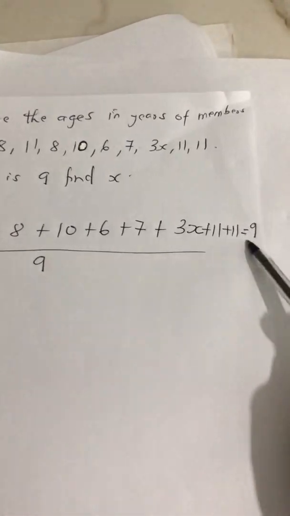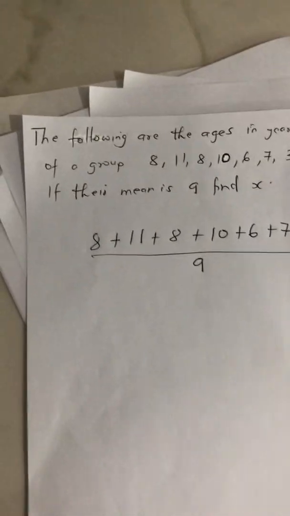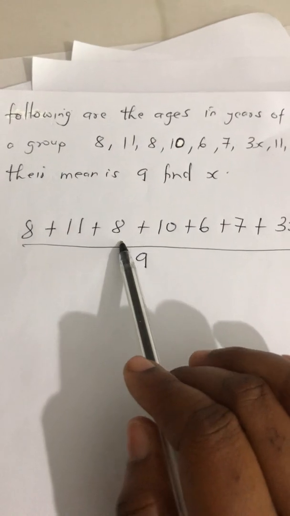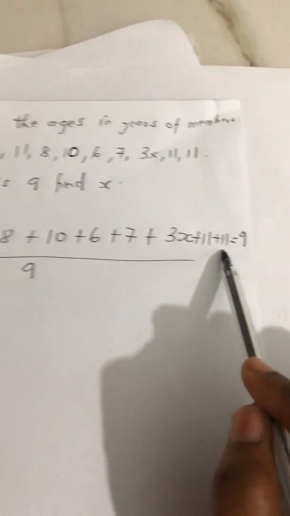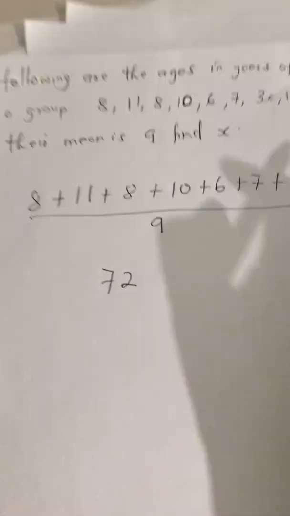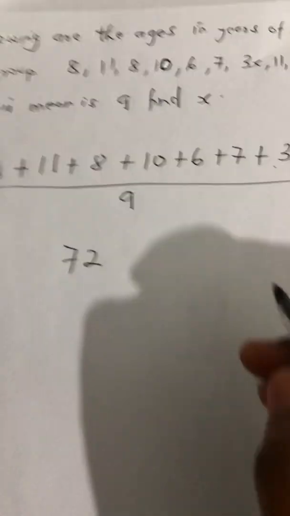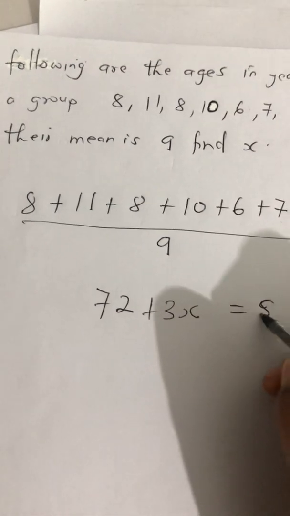So you have to cross multiply. So 9 times 9 is what? 81. So we are going to sum all this. We're going to have 8, 11. So 8 plus 11 plus 8 plus 10 plus 6 plus 7 plus 11 plus 11 will give us 72. So 72. You know you cannot add 72 to plus 3x. They are different things. So you have plus 3x is equal to 81.